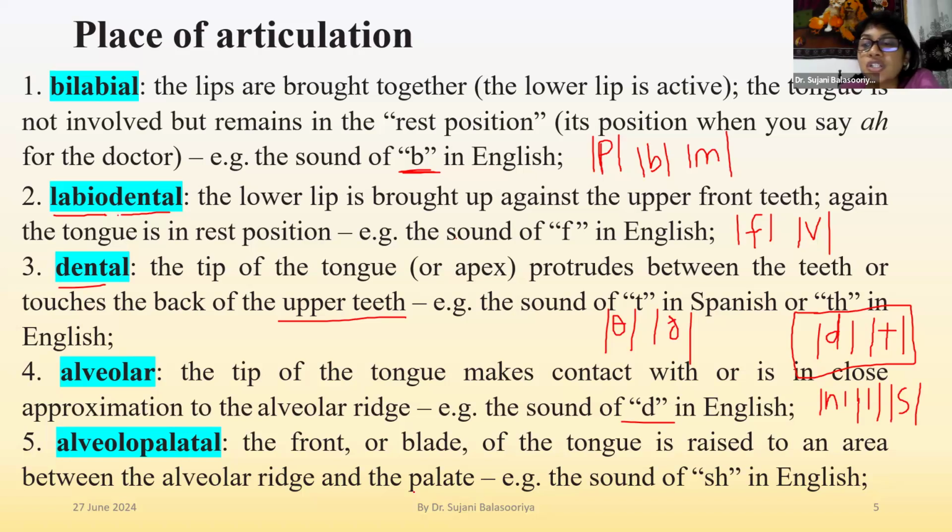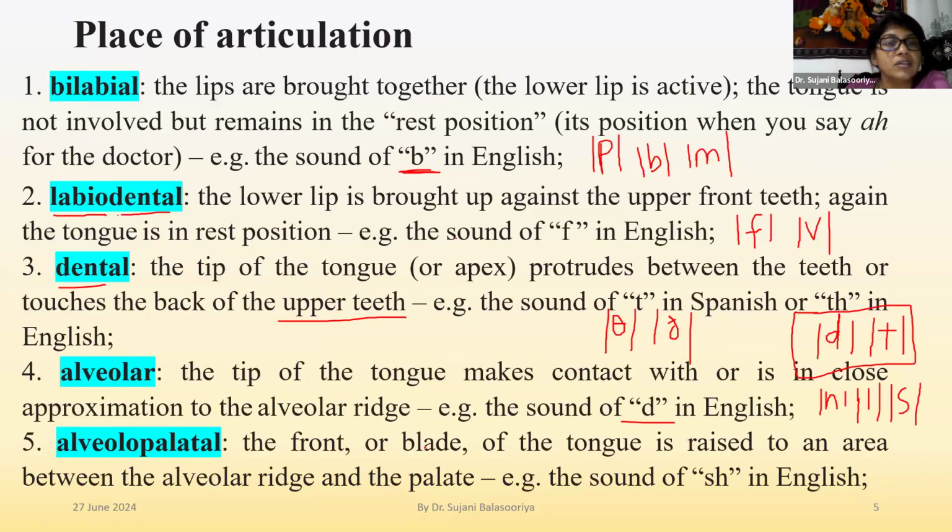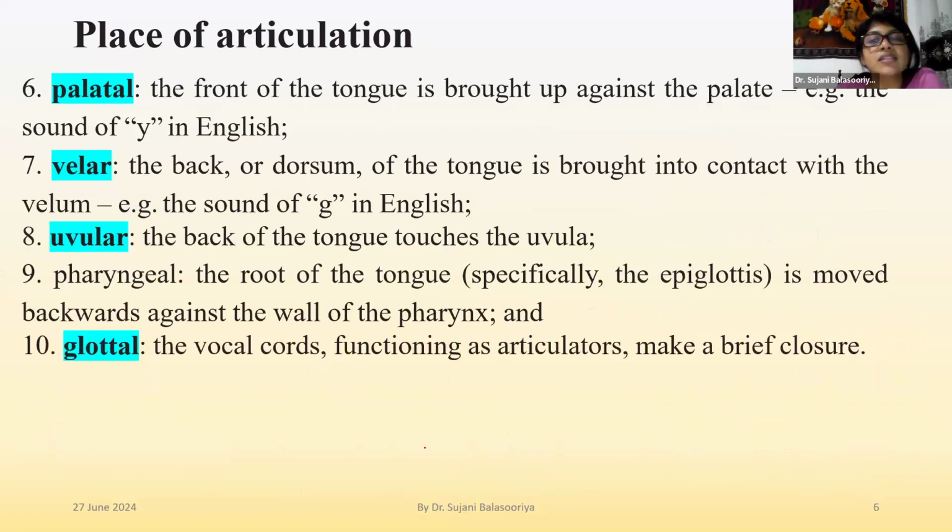The sound of sh, when you say shoe, you can find the place is not exactly the alveolar ridge. It is more towards the palatal region. That is an additional class, not a major category. And there's another important category of place of articulation, palatal consonants. Here, the front of the tongue is brought up against the palate. The front of the tongue goes up and touches the hard palate.